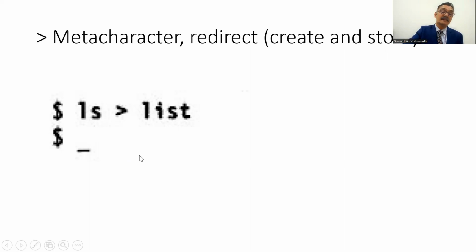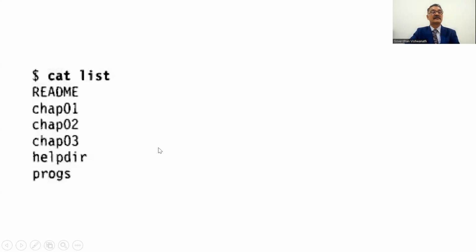If it is already there, for example, if the file list is already there, then what happens? It overwrites from the first position. So while giving this greater than symbol, we should be very careful. If a file exists, it will be overwritten, meaning previous values will be destroyed. So list will have the new content. So you should be very careful while using the greater than symbol.